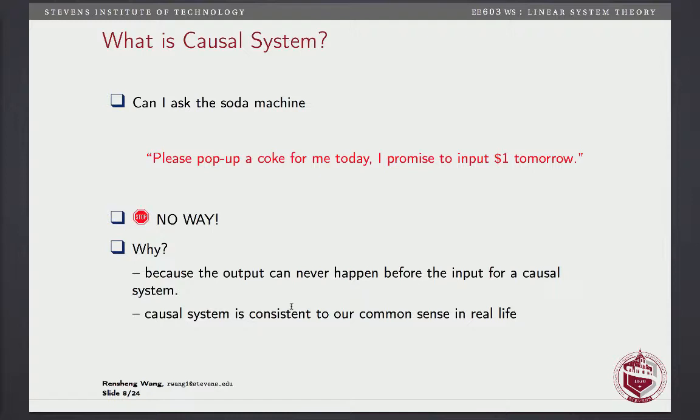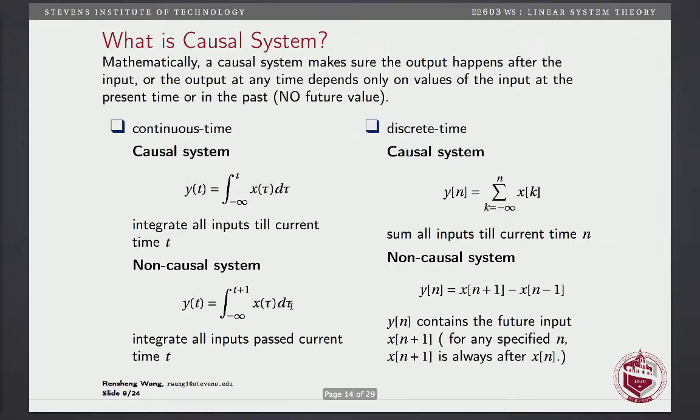That causal system is very consistent with our common sense in real life, right? Mathematically, you can think about it this way. If you have a function like this, that means the output is the accumulated integration of the input from negative infinity to t. That only integrates all the input till the current time, no future. But this one is a totally different story, because it integrates all input past the current t and the future, t plus 1.